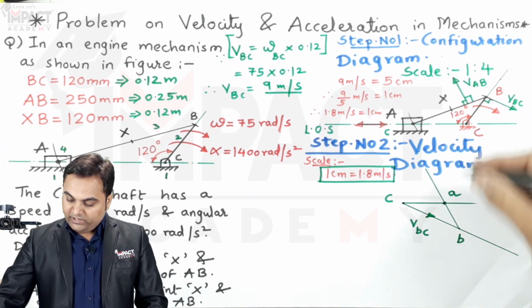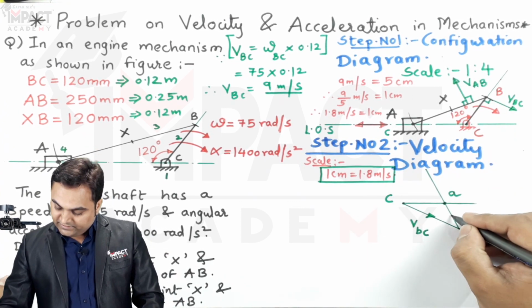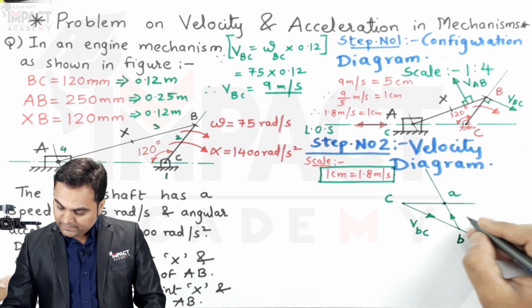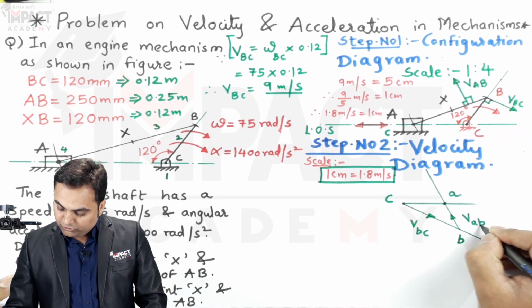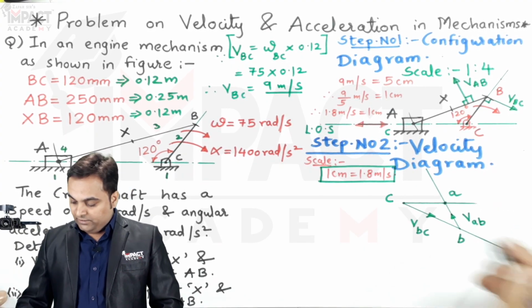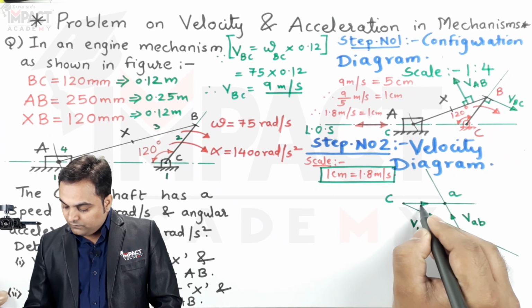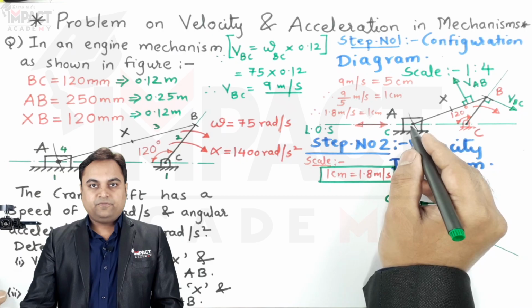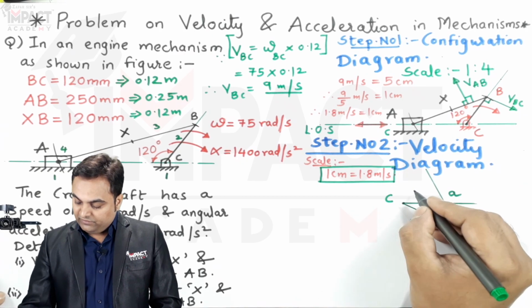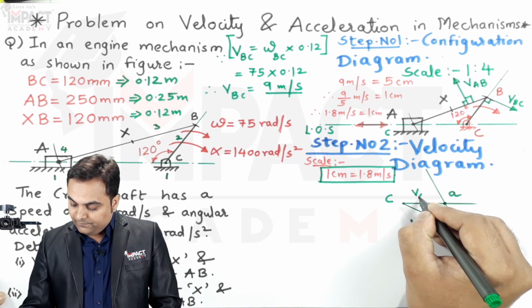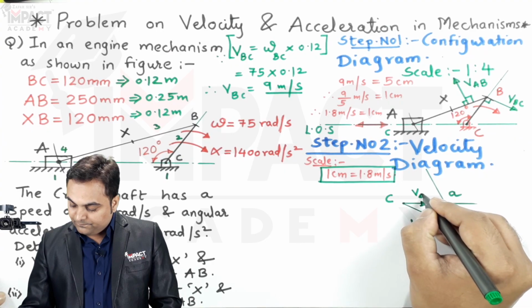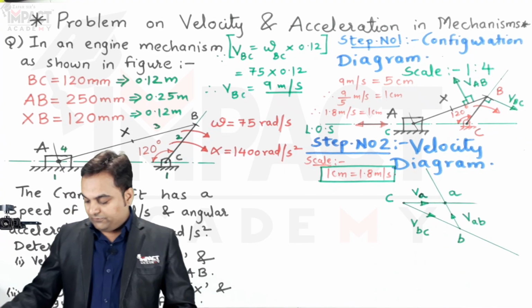So now VAB, we know the sense, it is acting upwards, VAB or the velocity of connecting rod AB. Then CA indicates the velocity of this piston with respect to the fixed point C, also called as VA, the velocity of point A or the velocity of the piston.